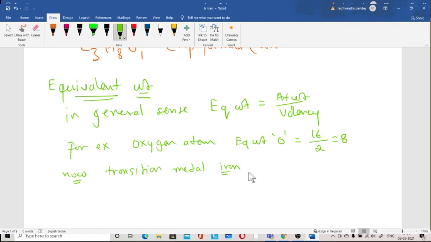Okay, iron has two valencies. Sometimes its valency is 2, sometimes its valency is 3. When its valency is 2, iron oxide is written as FeO. Valency of oxygen is 2, valency of iron is 2, so they make a bond. Okay, like this, no problem. 2 valency of oxygen, 2 valency of iron.